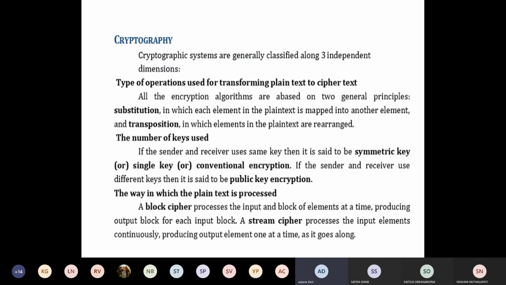See, here this is something related to cryptography. Cryptography systems are generally classified into 3 dimensions. The first is the type of operations used for transforming plaintext into ciphertext. We are looking at the operations we use to convert plaintext to ciphertext. All the encryption algorithms are based on two general principles, substitution and transposition.